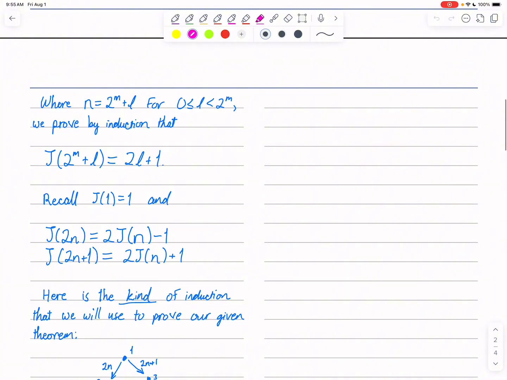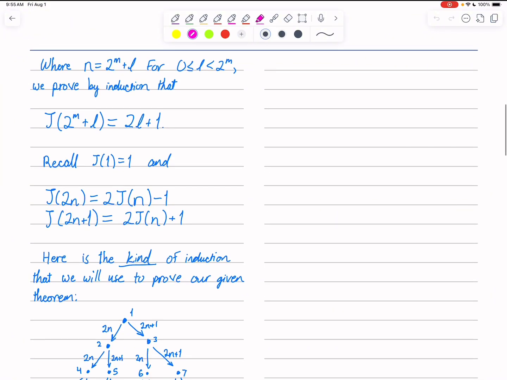So let's recall all of the setup here. If we take any given n, we said that we would decompose it into a portion which is the largest exponent of 2 that is less than or equal to n, and whatever remains, which would be L here. So L will always be taken between 0 and 2 to the m. Now we're going to prove by induction that this satisfies the following formula.